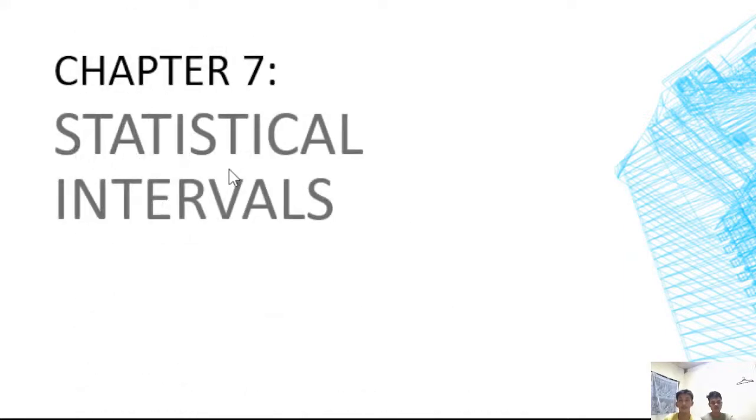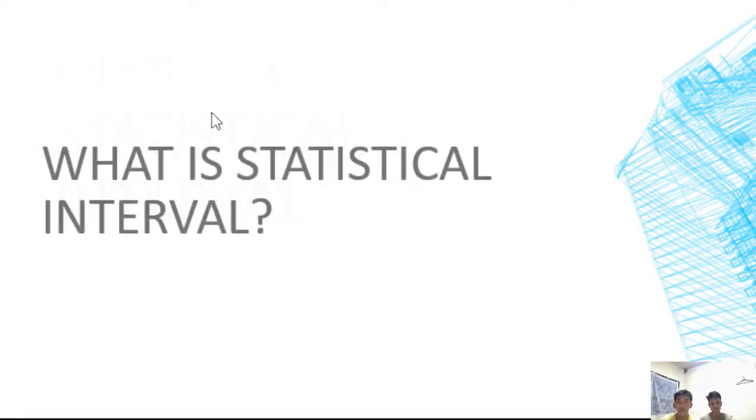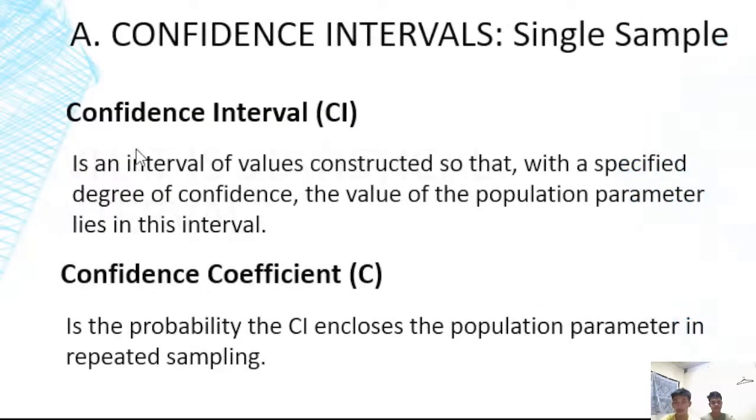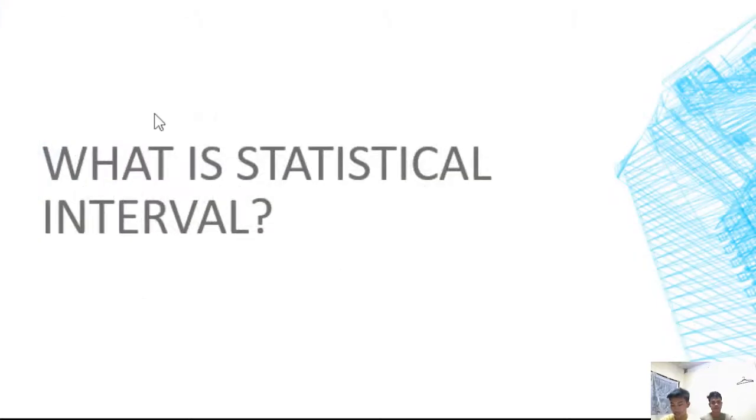The first chapter that we need to discuss is Chapter 7, which is statistical interval. First, what is a statistical interval? It represents the uncertainty that exists in the data because we work with samples that are obtained from a larger population or process. As the size of the sample we work with increases, we notice that the length of a confidence interval decreases.